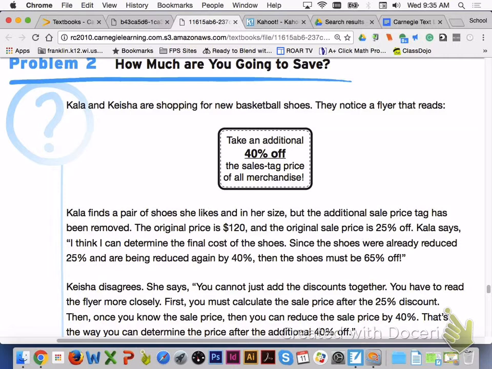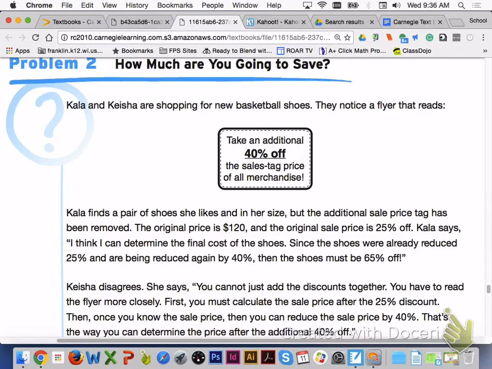Please turn to page 447, problem 2, how much are you going to save? Kala and Keisha are shopping for new basketball shoes. They notice a flyer that reads, take an additional 40% off the sales tag price of all merchandise. Kala finds a pair of shoes she likes and in her size, but the additional sale price tag has been removed. The original price is $120 and the original sale price is 25% off.